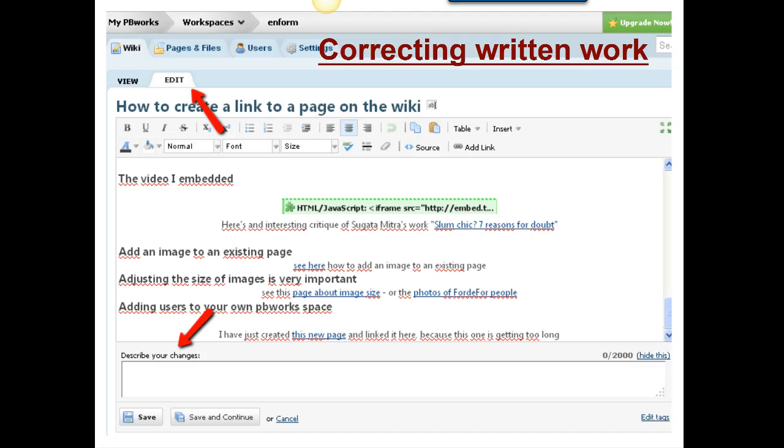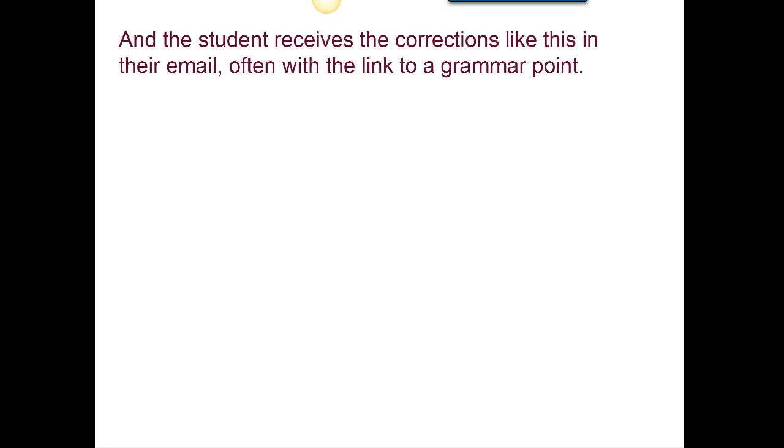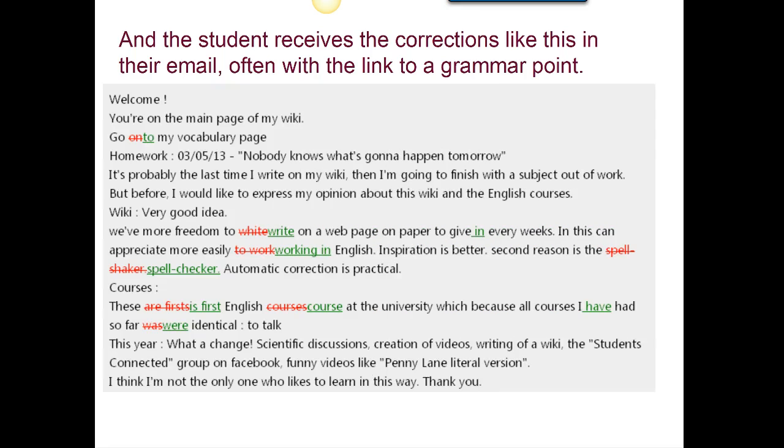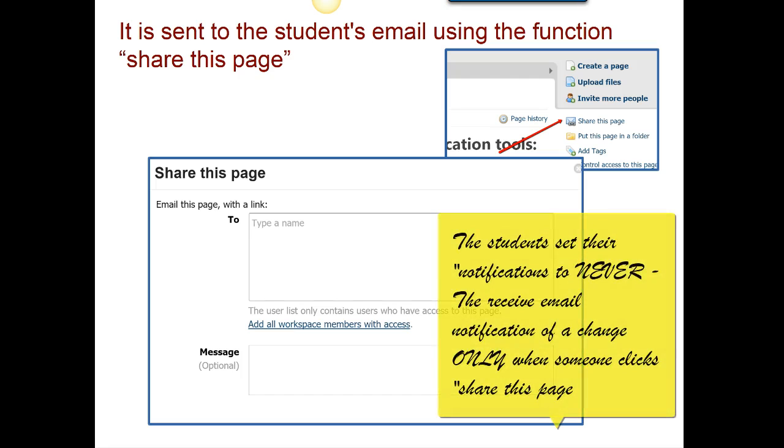So I would correct the text which was written in English, and by simply correcting, overwriting, no other manipulation than just correcting what was written, the students get the page like this. So it's quite clear what has been crossed out and what has been replaced. And they would get this in their email because I use the function share this page.